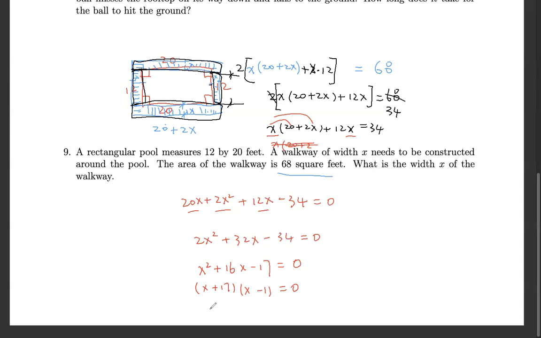Because we're talking about length, x will never be negative, right? So this first factor will never be 0, because x cannot be a negative number. So only this second one can be 0, which means x equals 1. All right, so let's answer the question. What is the width x of the walkway? The width of the walkway is 1 foot. The unit is feet. So the width of the walkway is 1 foot. And that's it.